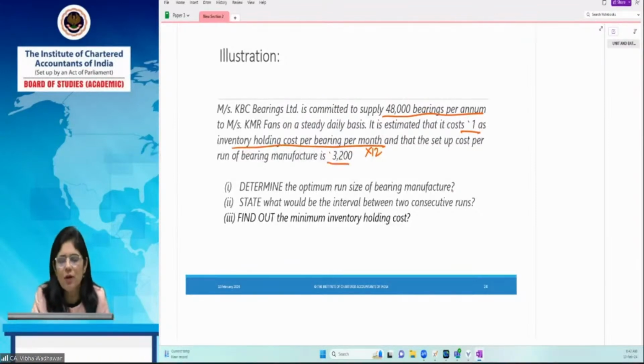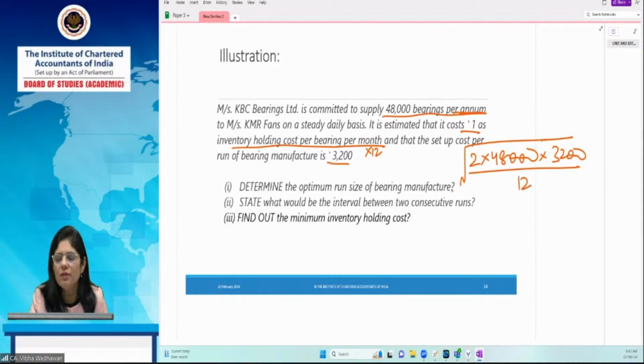So it's 3,200. So how much would it be? 2 into 48,000, it's already annual, into 3,200 setup cost per run, divided by 1 into 12, which will be 12. Clear? So optimum run size, how much should the batch size be? How many units should be produced in one go? Clear? Can you calculate? 2 into 48,000 into 3,200 divided by 12, under root, 5060 units.